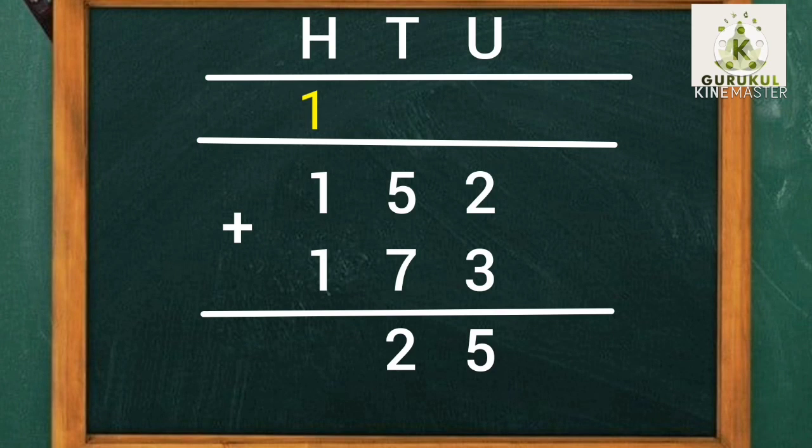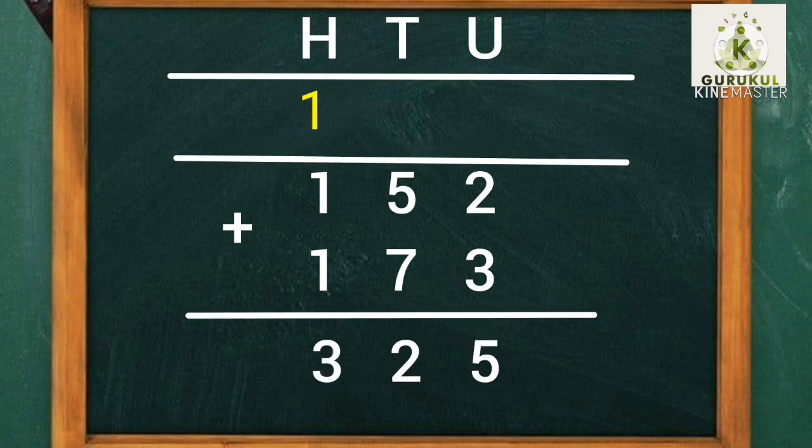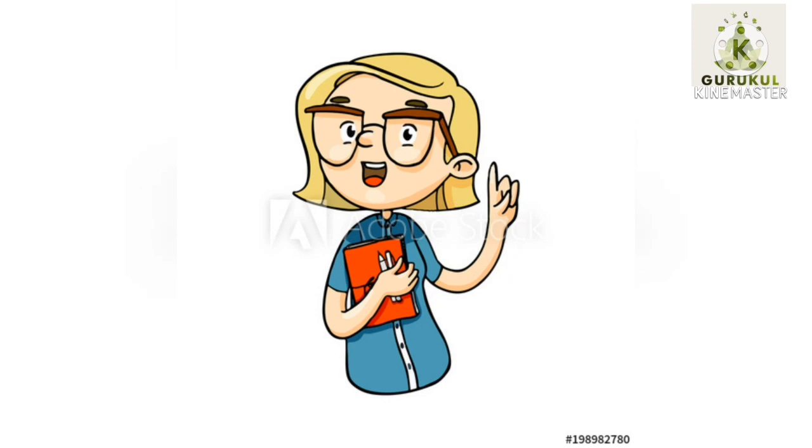We add the hundreds. The earlier 200s and the new 100 that we wrote over here. So it is now how much? Yes, it is 325. Understood? Very good. Now let's try to solve the next example.